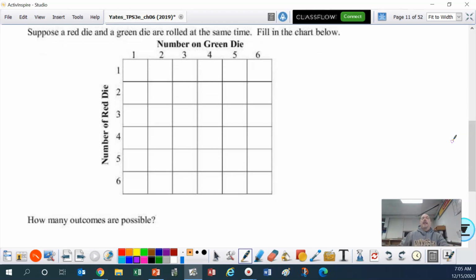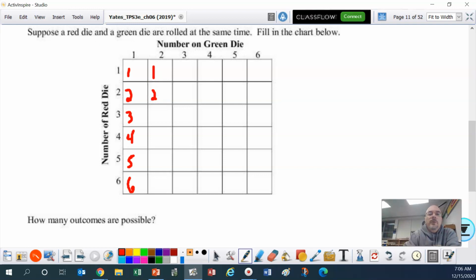Suppose a red die and a green die are rolled at the same time. Fill in the chart below. What I'm going to do is fill in with red and green. So for example, if I roll the red die, I could get a 1 here, a 2 here, a 3 here, a 4 here, a 5 here, a 6 here. And then the same thing could go right here, a 1, a 2, a 3, a 4, a 5, a 6, and then here a 1, 2, 3, 4, 5, 6, and so on.